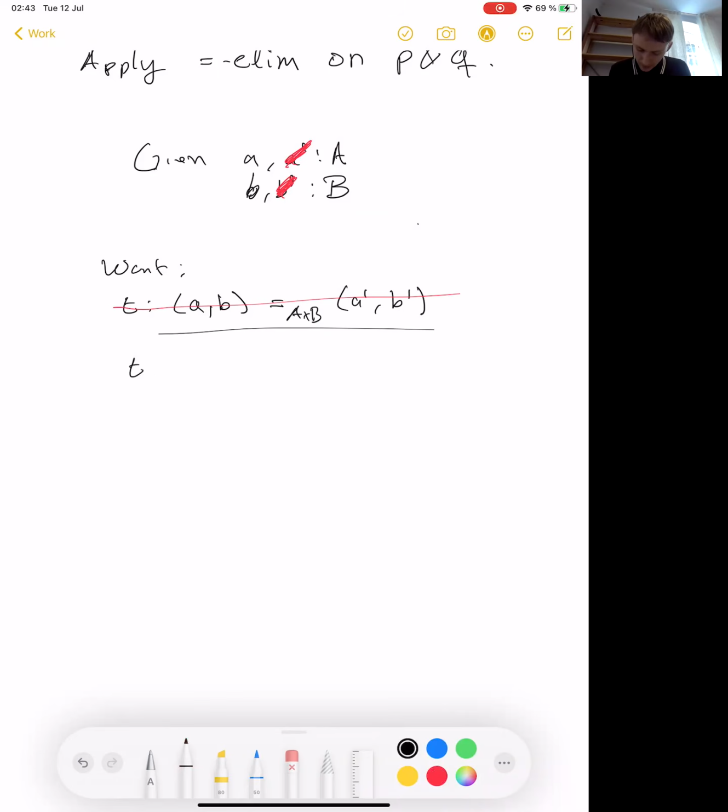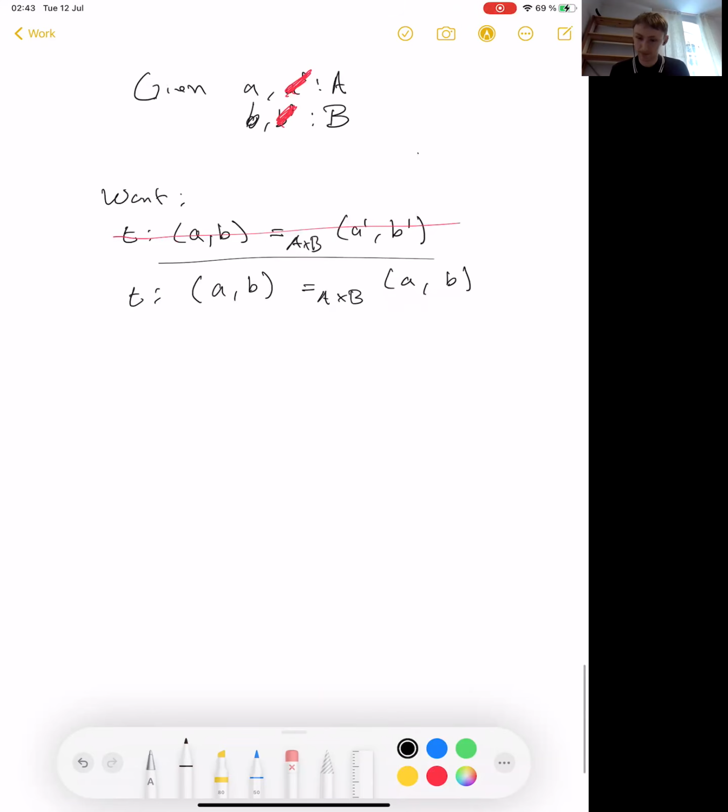We want a term T of (A, B) equals (A, B). Well, that's quite easy if you give it directly. It's just REFL (A, B), and we're done. See, path induction works. Hopefully, as I always say, everyone understood.